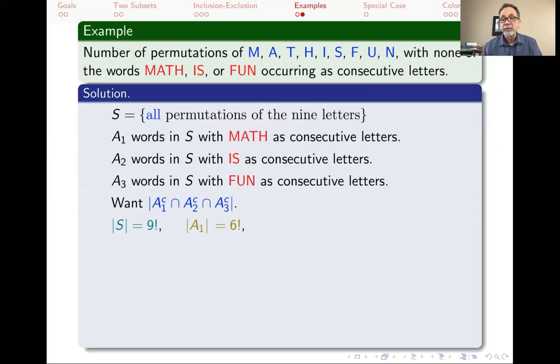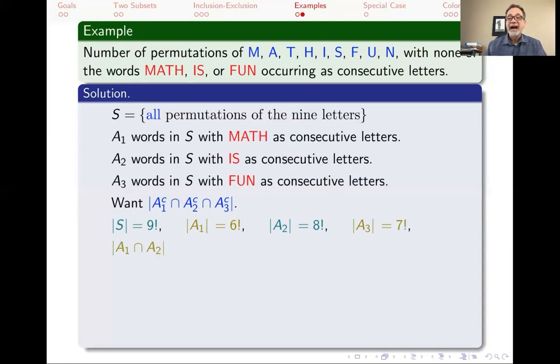I use the same argument for the other things. For A2, I treat IS as one letter. And so I will have a total of 8 things that I'm permuting, and I will get 8 factorial. For A3, FUN will be treated as one object, and I will have 7 things to permute, and I'll have 7 factorial. What about A1 intersection A2?